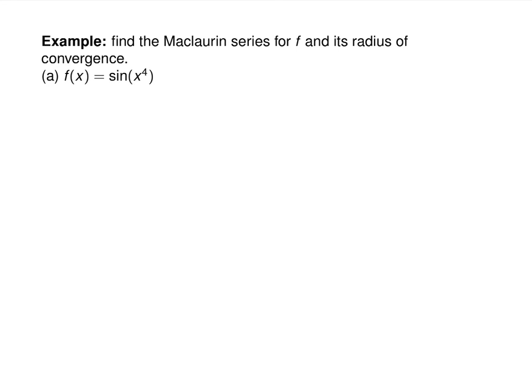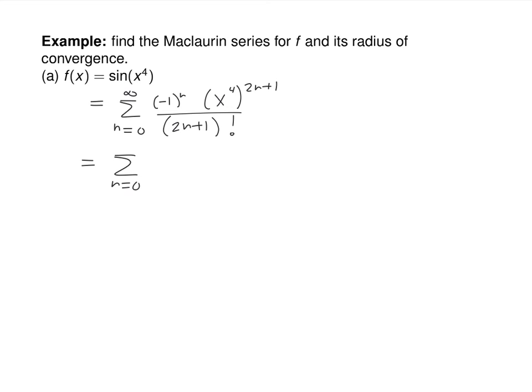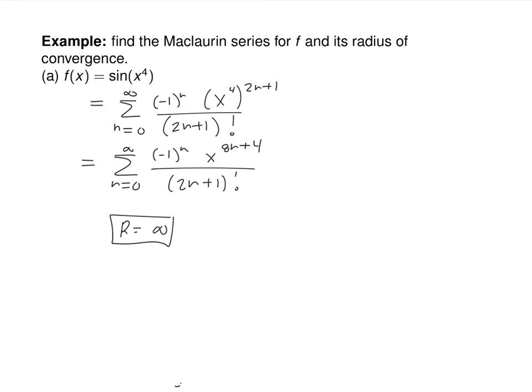All right, sine of x to the 4th, so input x to the 4th into the sine Maclaurin series. So negative 1 to the n, x to the fourth to the power of 2n plus 1 all over 2n plus 1 factorial. And that's going to be the sum from n equals 0 to infinity, negative 1 to the n, x to the 8n plus 4 over 2n plus 1 factorial. And since the radius of convergence of sine is infinite, this will also have an infinite radius of convergence.